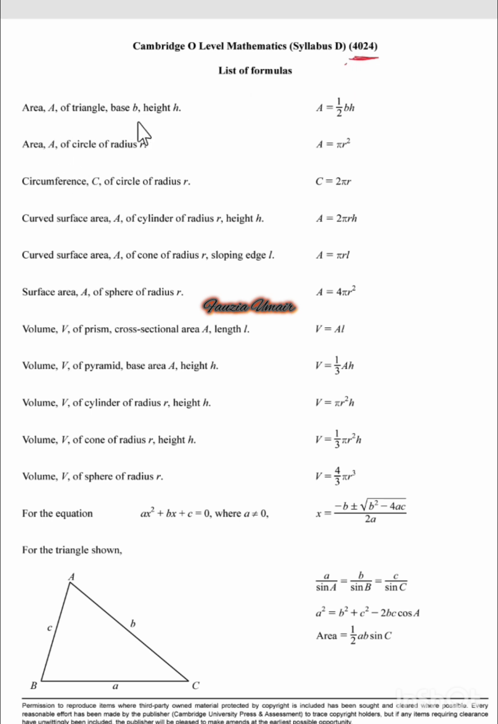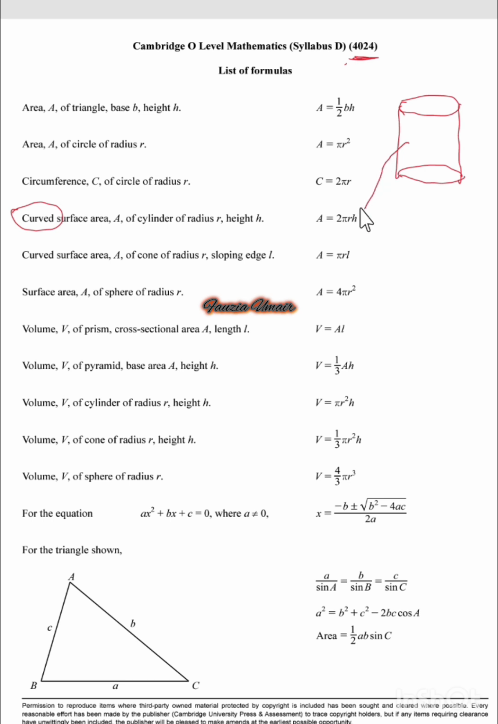The area A of a triangle, with base b and height h, is half b h. The area A of a circle with radius r is pi r squared. The circumference of a circle is 2 pi r. Then the curved surface area. It is very important to understand that this formula is only for the curved surface area of a cylinder. If you draw a cylinder, it basically has 3 faces. The formula written in the formula sheet is only for the curved surface.